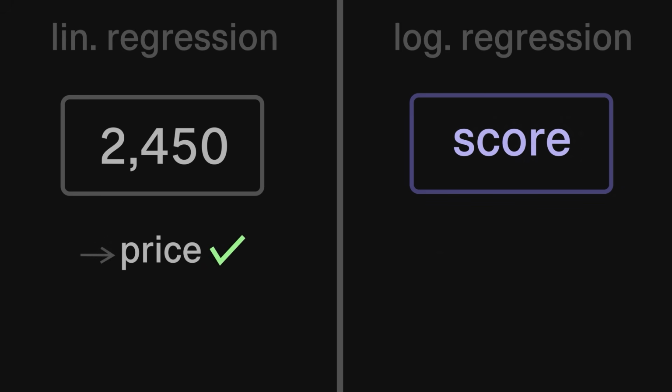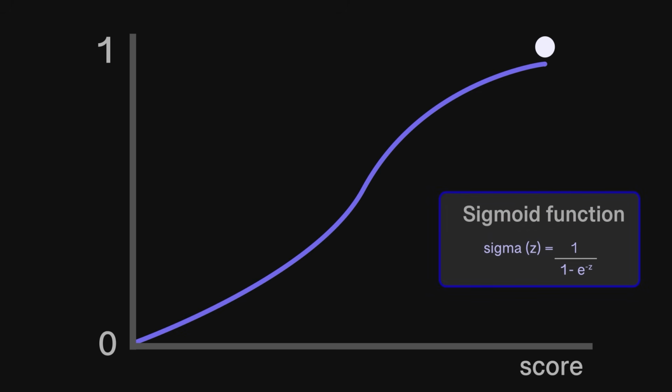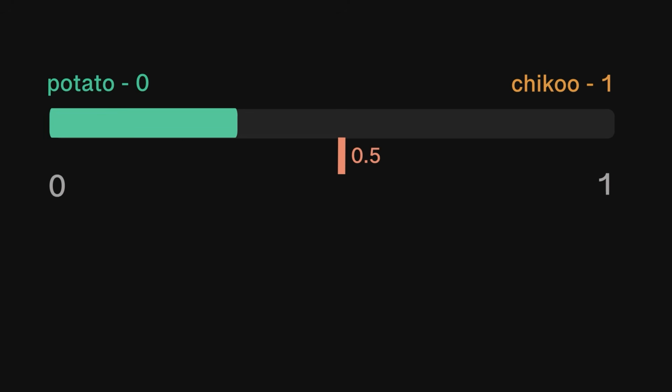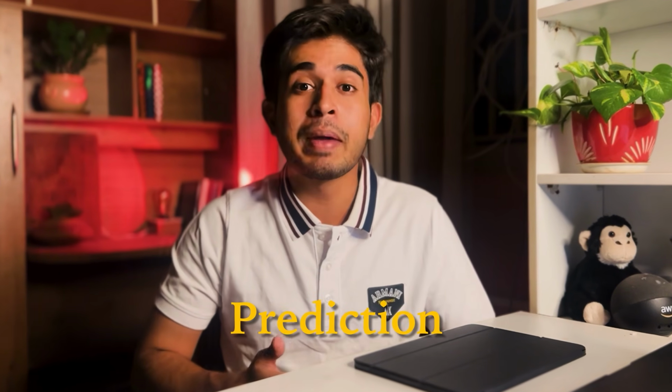We are not trying to predict. We're trying to make a decision whether it's a chiku or a potato. So we take that score and convert it into a probability using something called a sigmoid function between 0, a potato, or 1, a chiku. Once we have the probability, based on a threshold, we will classify it as either a potato or a chiku. Same idea as before, just one small change where instead of a prediction, we make a decision. This supervised machine learning algorithm is called logistic regression.